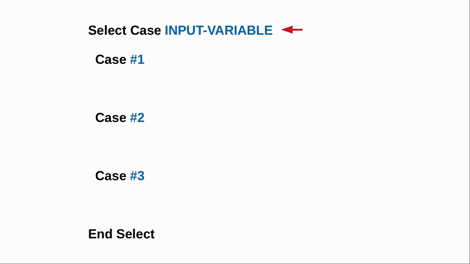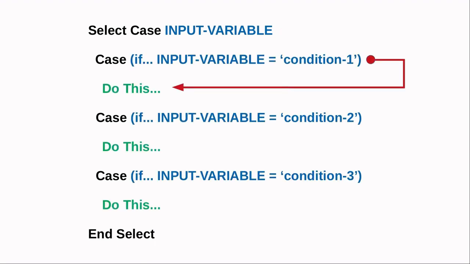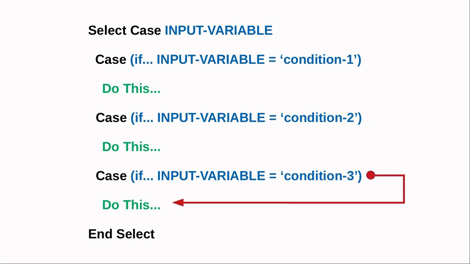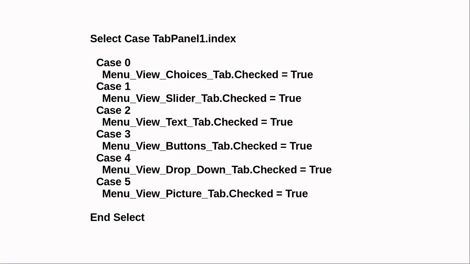This allows different blocks of code to be executed based upon the input variable, such as the first case, the second case, the third case, and so on, for any number of conditions that require different actions based upon specific program conditions. In this code block, there will be a different piece of code in each case code block to set the correct view menu radio button when a user selects a tab.